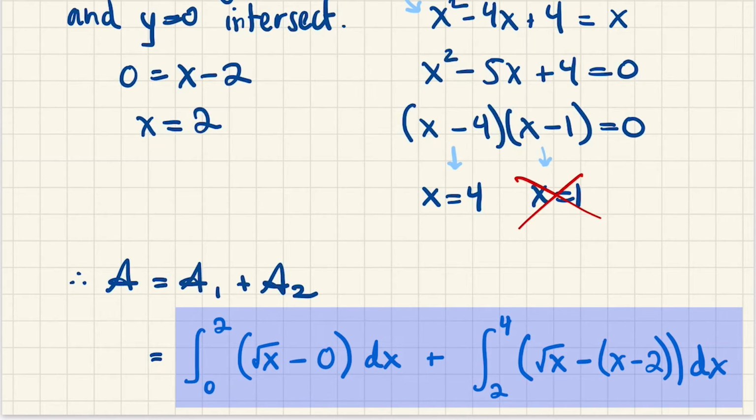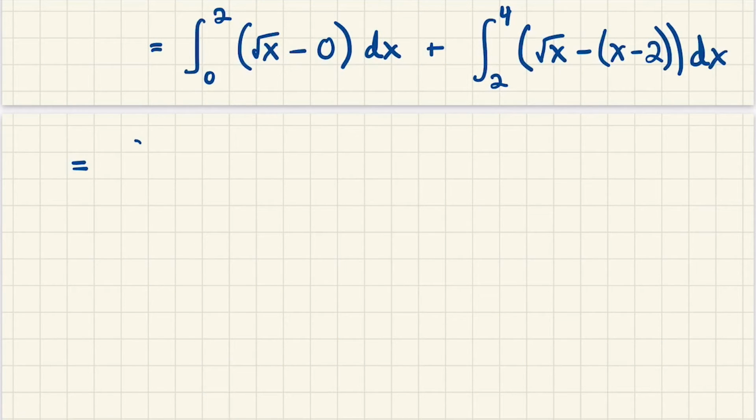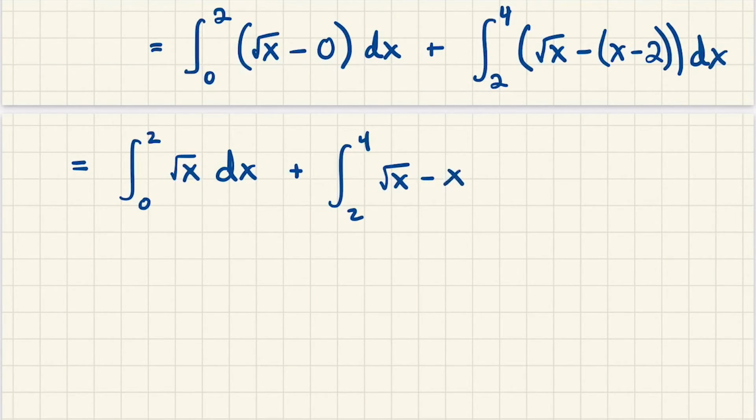So there's our setup, and all we have to do is actually work out those integrals now. So we can do a little bit of cleanup here before we get into the calculus. Let's write this as integral of rad x dx plus integral from 2 to 4, and we have rad x minus x plus 2 dx. Okay, so the antiderivative of x to the 1/2 is x to the 3/2 divided by 3/2.